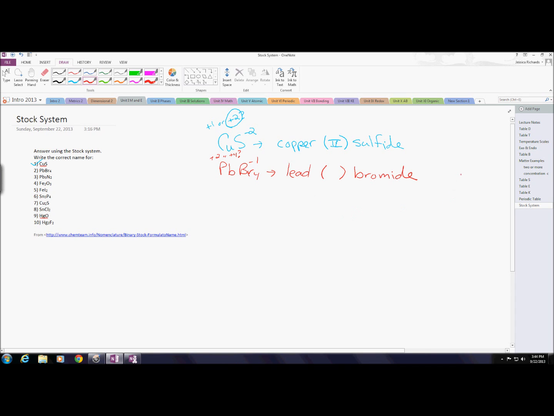Okay, so then I do my scrap work. I have 4 bromines at -1 each, so that's a total of -4. I have 1 lead. I don't know what its charge is, but I know its total is going to have to be +4, so that equals 0. So this lead must have a charge of +4 then. So this must be my +4, and this becomes lead(IV) bromide. If you don't know how to write the Roman numerals yet, make sure you learn Roman numerals up to about 7.